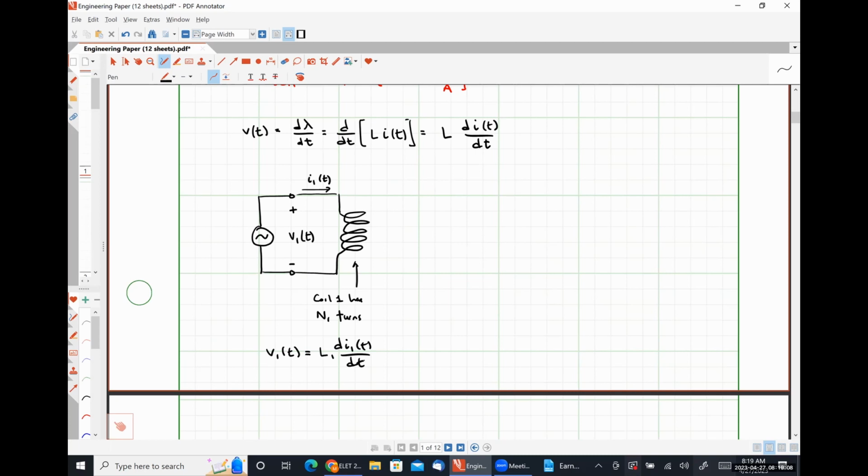So if we're going to talk about mutual inductance, that means we need a second coil. So what if I had a separate coil of wire over here? I'm not going to connect it to anything just yet. What should we expect to see?